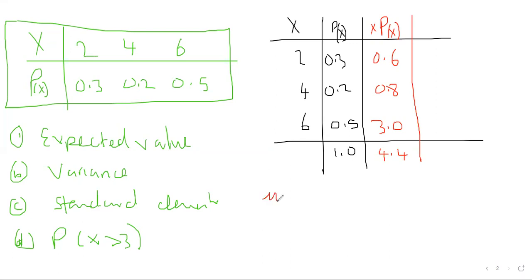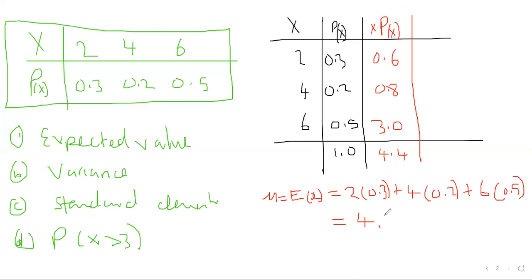So the mu, which is the mean, we write as E(X). If you want to show the working, you can just say 2 times the probability 0.3, plus 4 times 0.2, plus 6 times 0.5. This gives you 3 marks. So the mean here is 4.4.